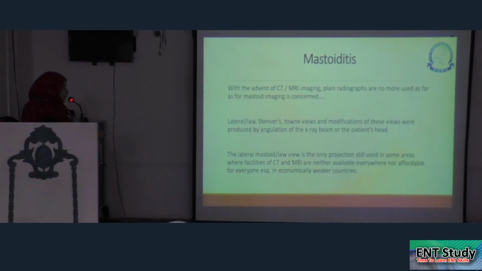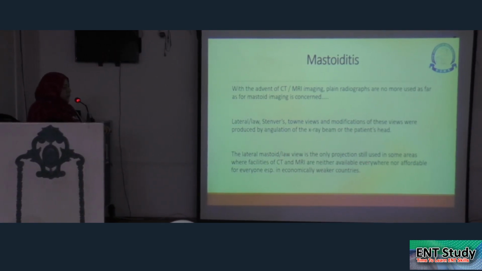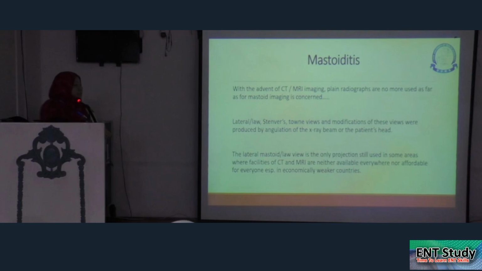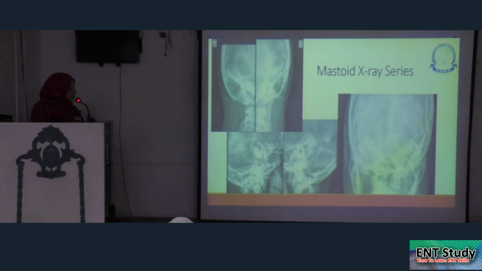But again, a few studies show the lateral mastoid or Law view is the only projection still used in some areas where the facilities of CT and MRI are neither available everywhere nor affordable for everyone, especially in economically weaker countries. So mastoid X-rays are still done. This is the mastoid X-ray series: the Stenvers view, Law view, and the Towne's view.